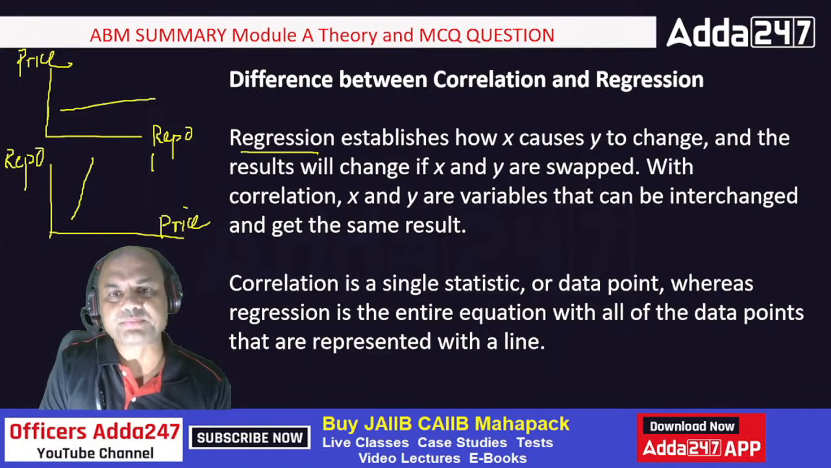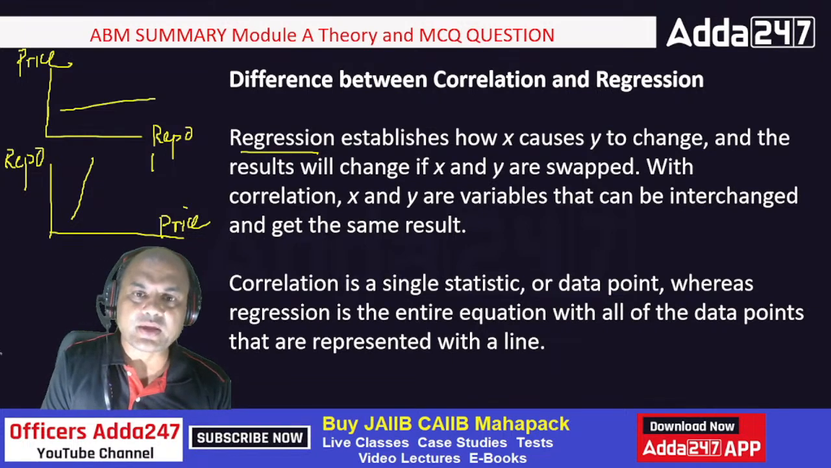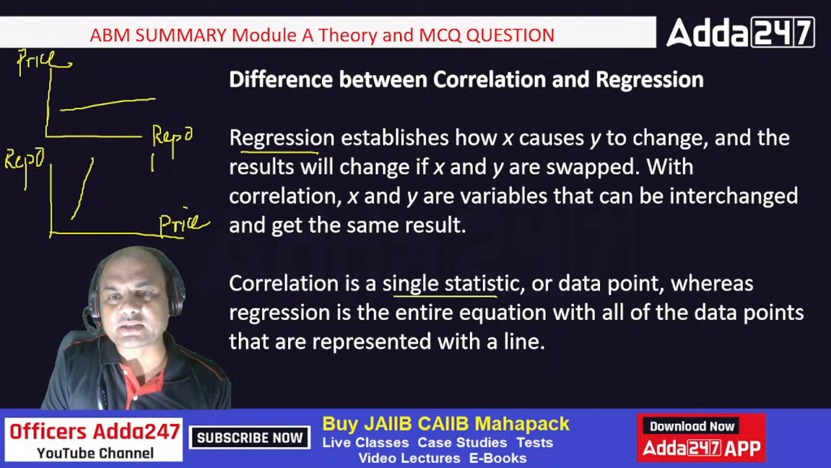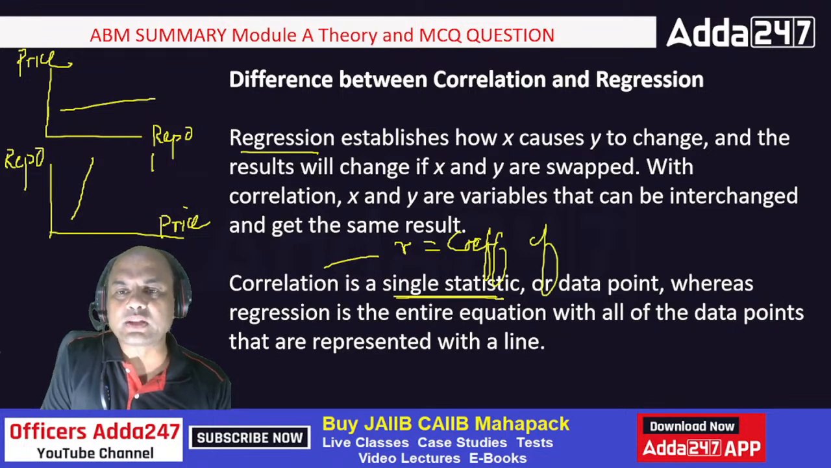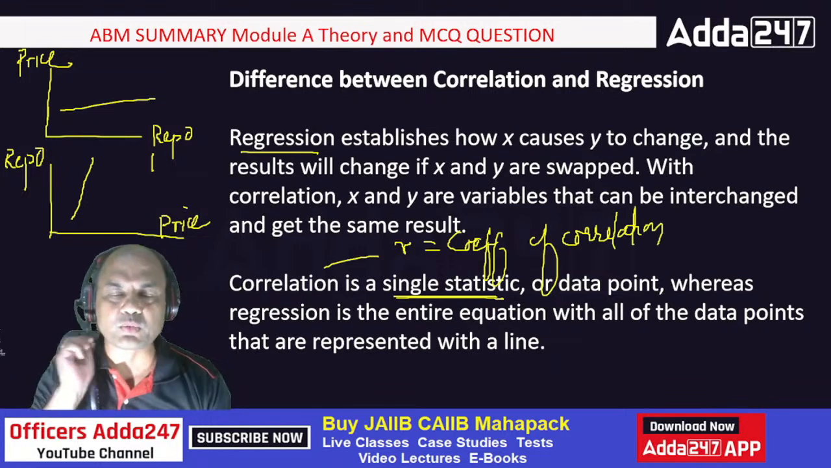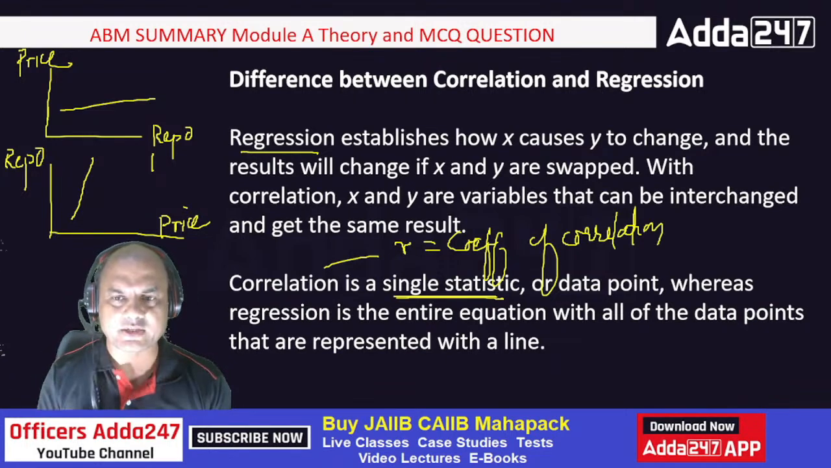Got it, everyone? Correlation is a single statistic or data point, whereas regression is an entire equation with all the data points that are represented with the line. Now, what is correlation? A single statistic. Correlation is always studied in terms of R. R is known as what? Coefficient of correlation. That always studies the relationship between any 2 points.